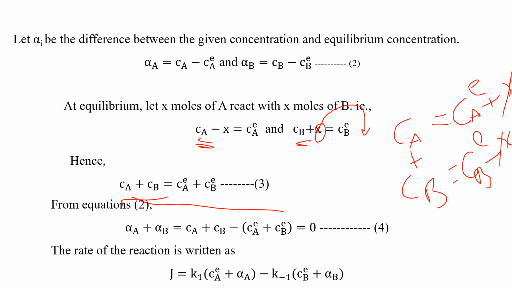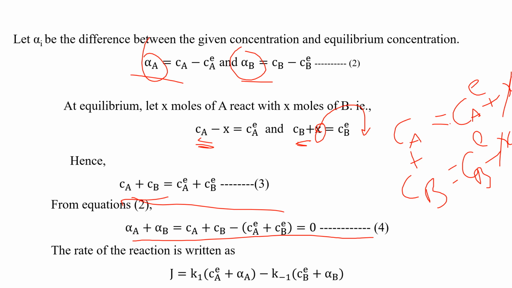Now from equation 2, we can also find alpha A plus alpha B. We get the alpha A value here and the alpha B value here. When you add these two values, you get such an equation. This is equation number 4.